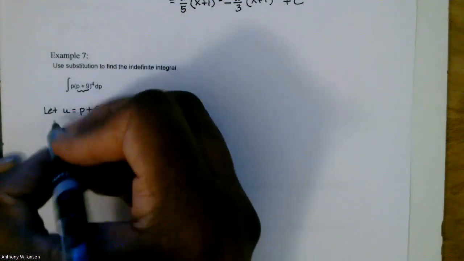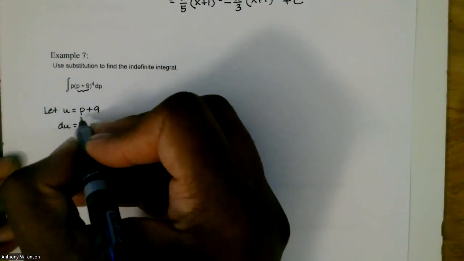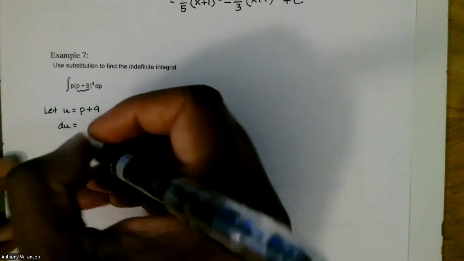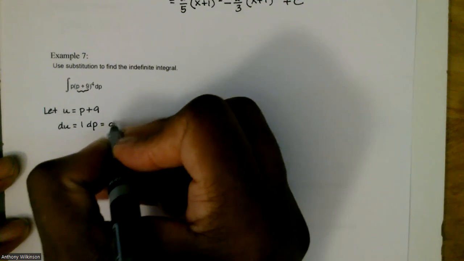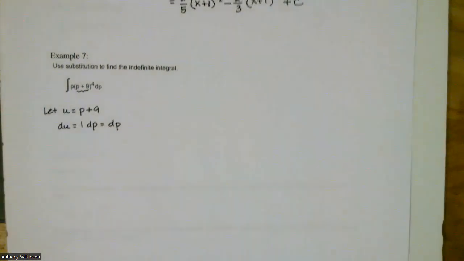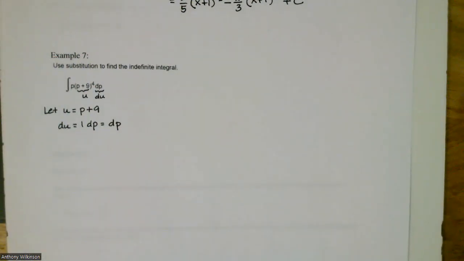Let's find this derivative. So du would be equal to, well, the derivative of p is going to be 1, and the derivative of 9 is 0, so it'll be 1. And then we include dp, which is, of course, dp. So du is equal to dp. Well, we'll let u be this. dp will be du, but I need something for p to be in terms of u, so that way the entire integral will be in terms of u.